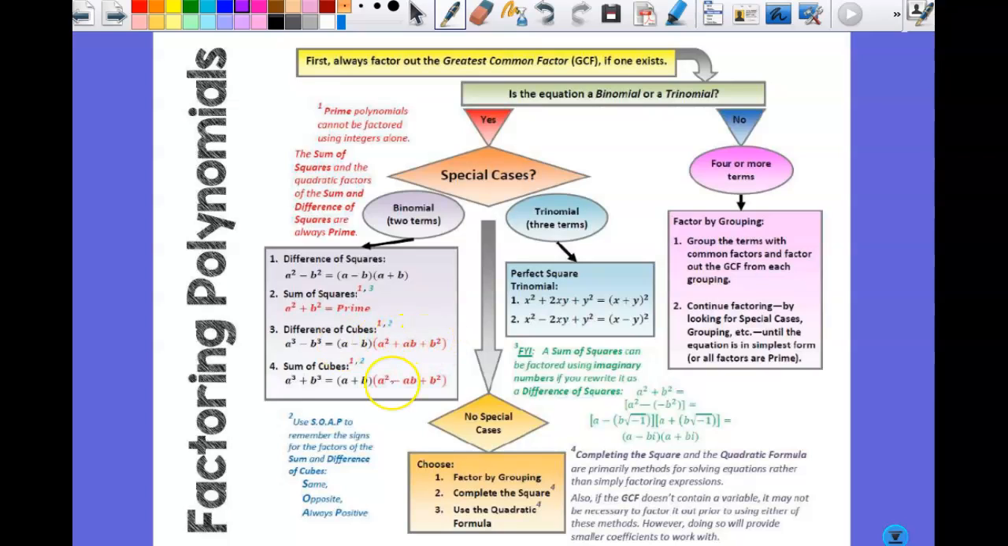Numbers and variables. What changes is the, but the AB thing for some. Since this is the difference of squares and it's subtraction, the signs are the same.